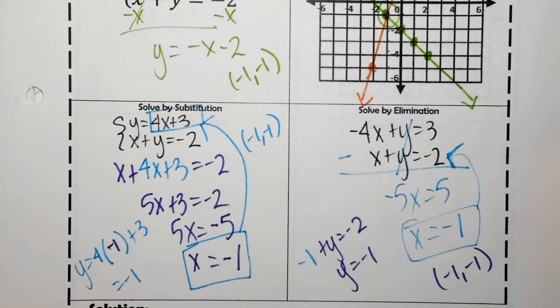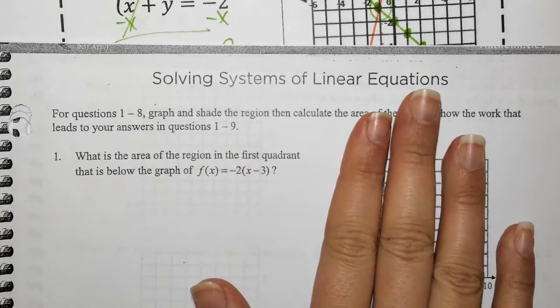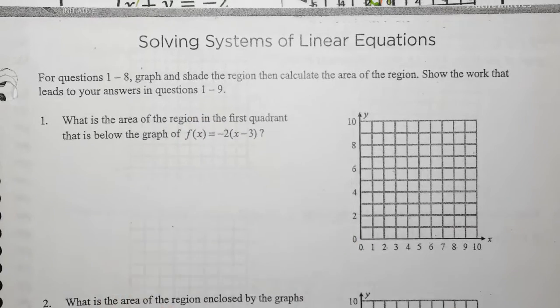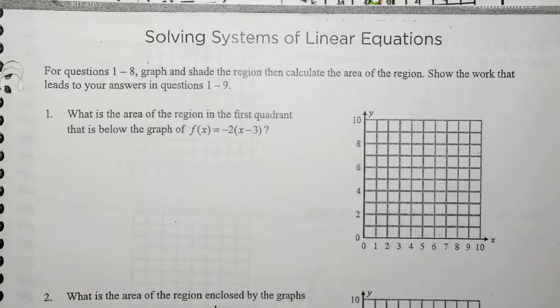Questions? You may talk to each other and work together. You're going to go to this page in your notebook. It says Solving Systems of Linear Equations. You're going to work on 1 through 8, not number 9. And you're going to have to be able to graph. You're going to have to be able to find the area. Hopefully you guys remember what area is.